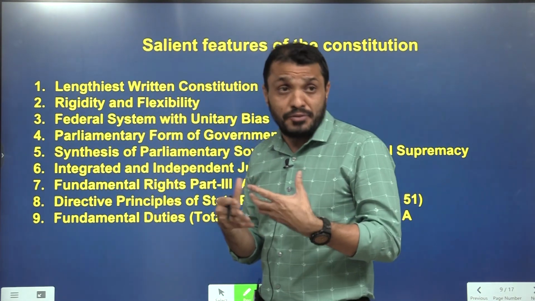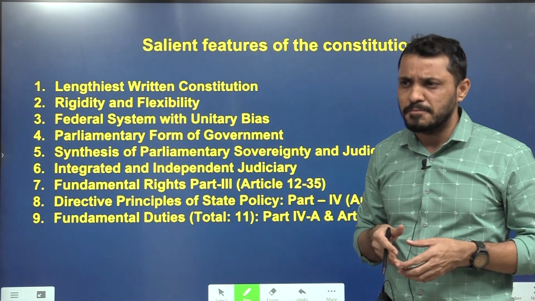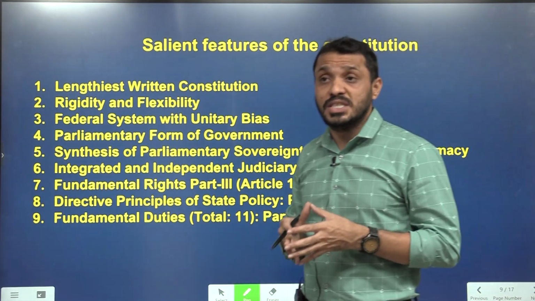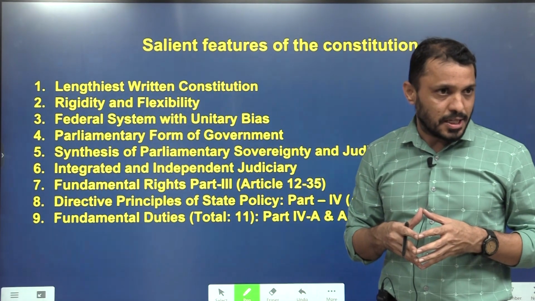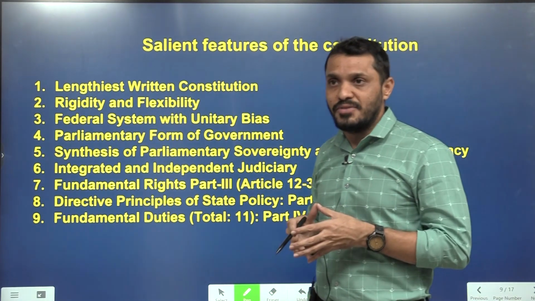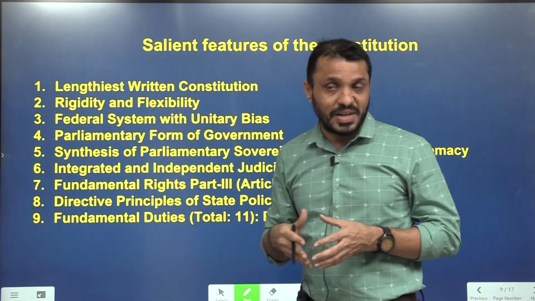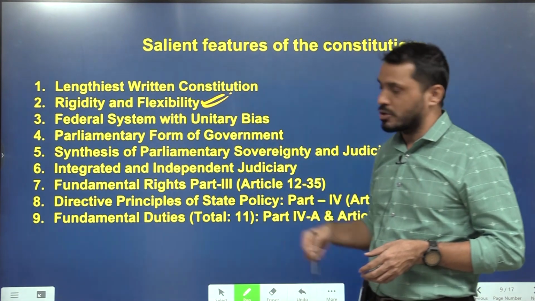For example, if you want to establish a state according to Article 3, it requires only a simple majority, very flexible. Whereas if you want to remove the Chief Justice of India, it is rigid, difficult; you have to achieve the special majority. And if you want to create All India Services under Article 312, then obviously it is more rigid. You have to take the approval of at least 50% of the state legislatures. This is the second feature of the Indian Constitution.